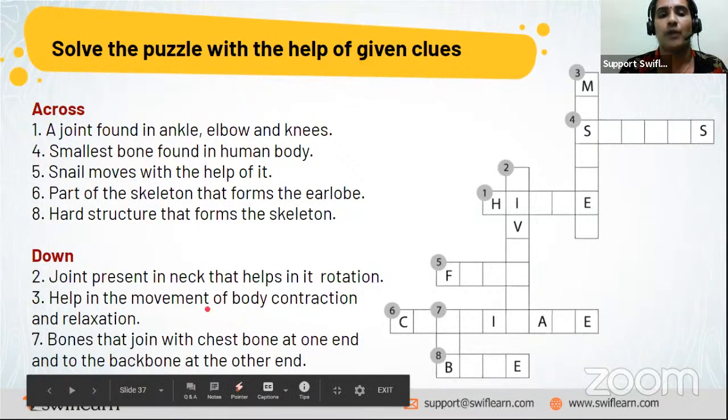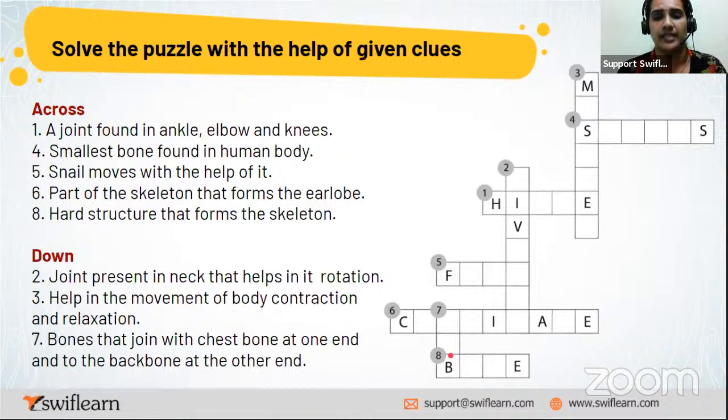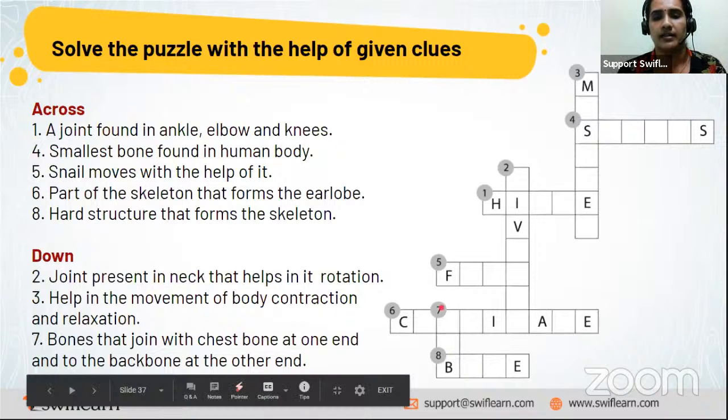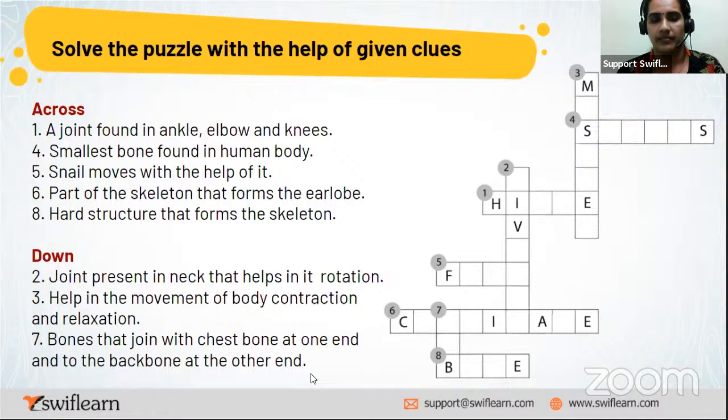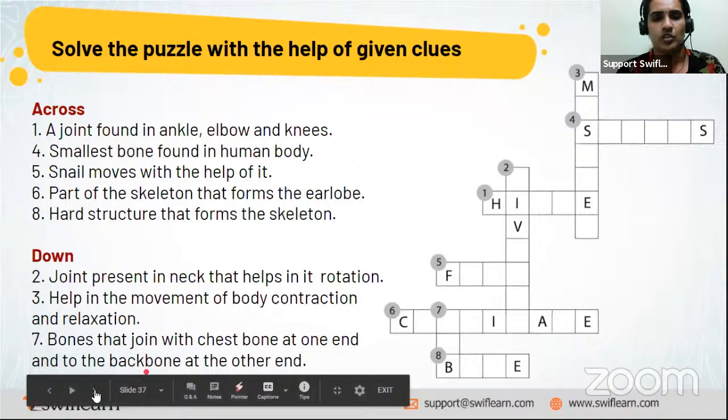Helps in the movement of the body through contraction and relaxation. It is muscles. Bones that join with the chest bone at one end and to the backbone at the other end. Where comes 7? Yes, 7 is here. The sternum, I think. Okay, so that is the answer.